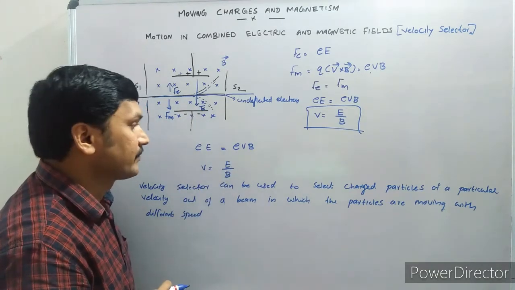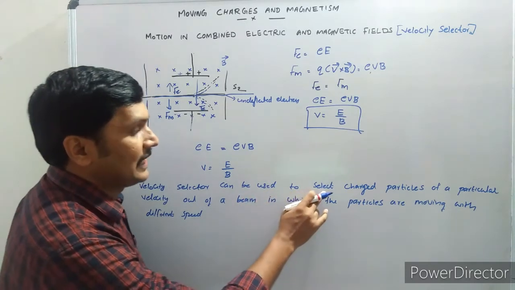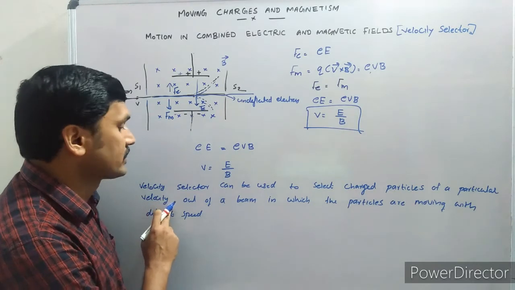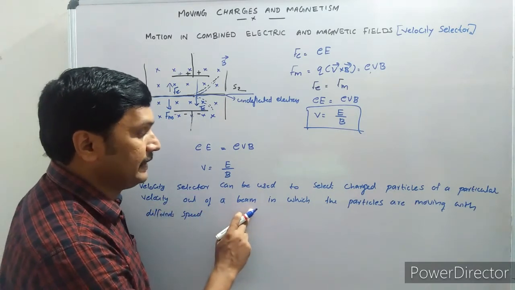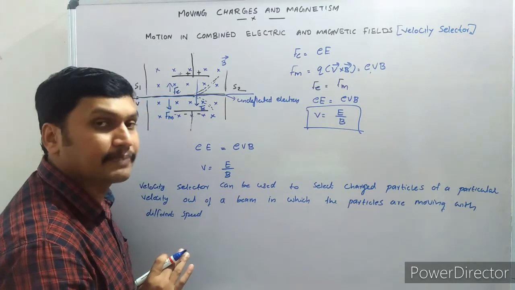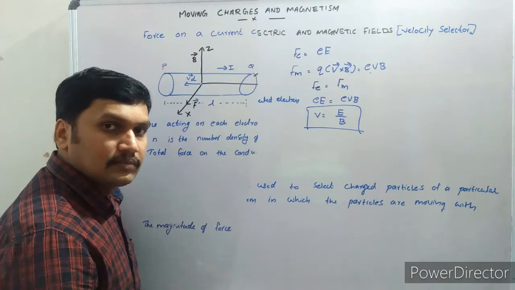A velocity selector can be used to select the charged particles of a particular velocity out of a beam in which the particles are moving with different speeds. That's the concept of a velocity selector.